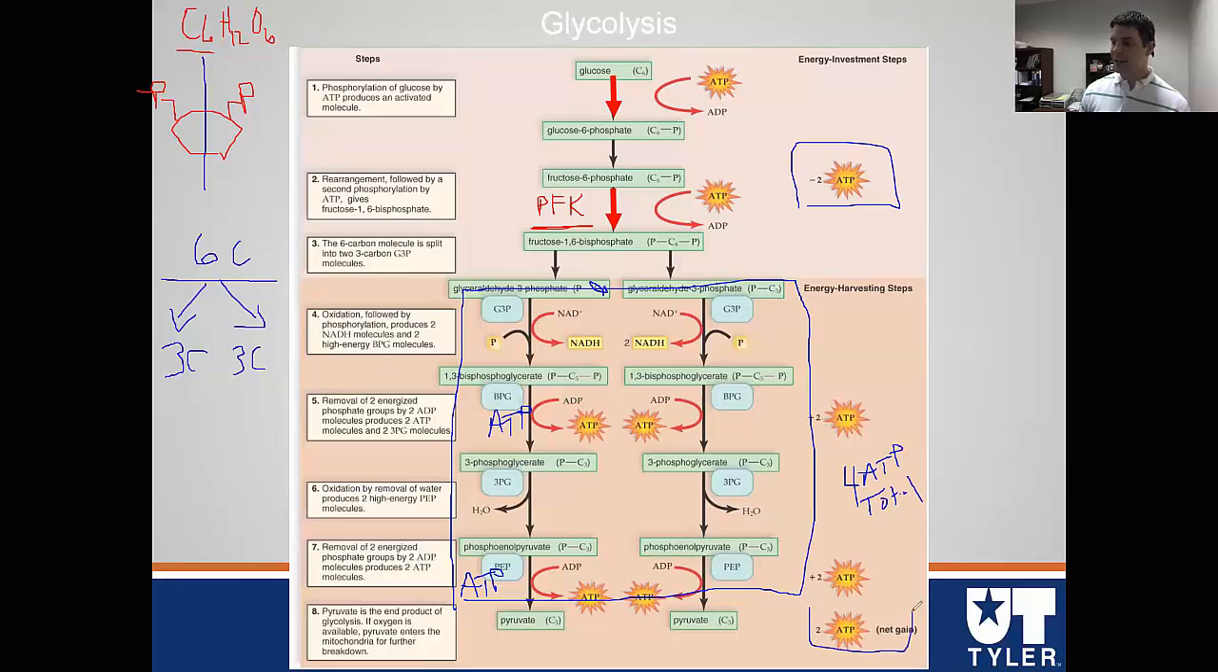With a net gain of 2 ATP. The last step is then to convert it to pyruvate. Pyruvate, again, is a 3-carbon sugar, and the important part of pyruvate is that it's then going to be used to pass on into the next step, which would be aerobic metabolism.